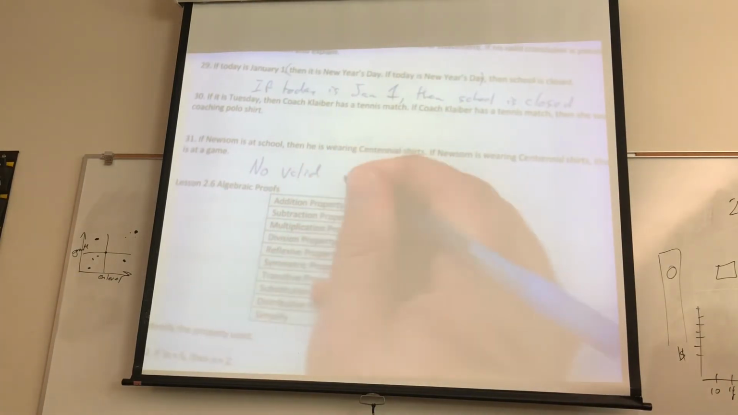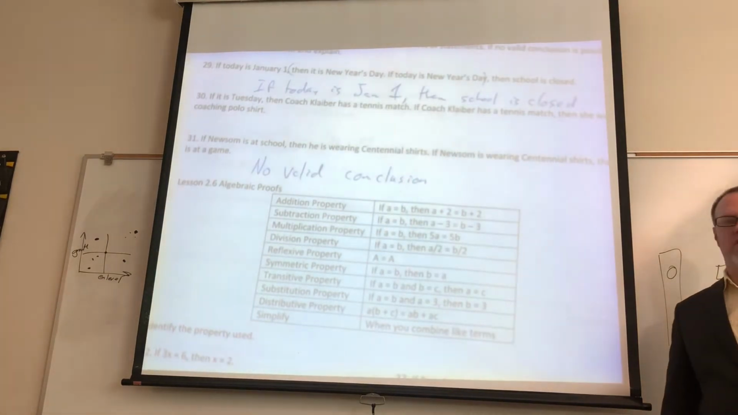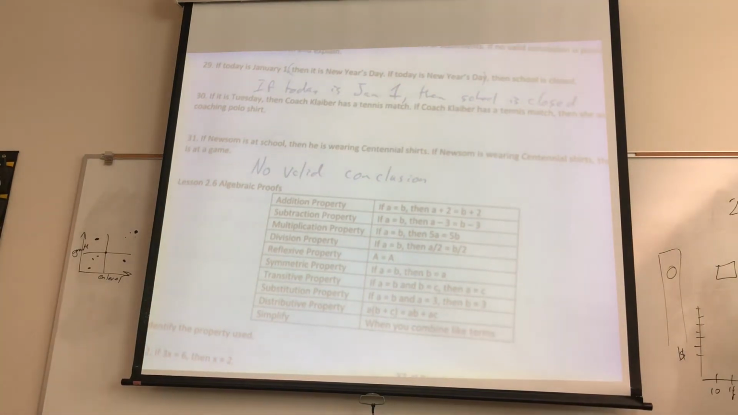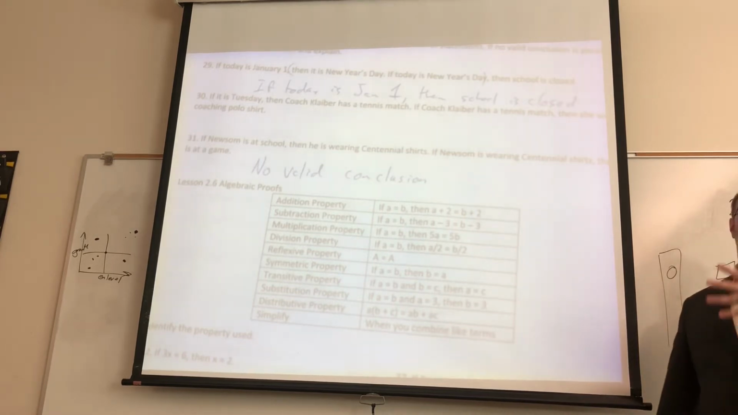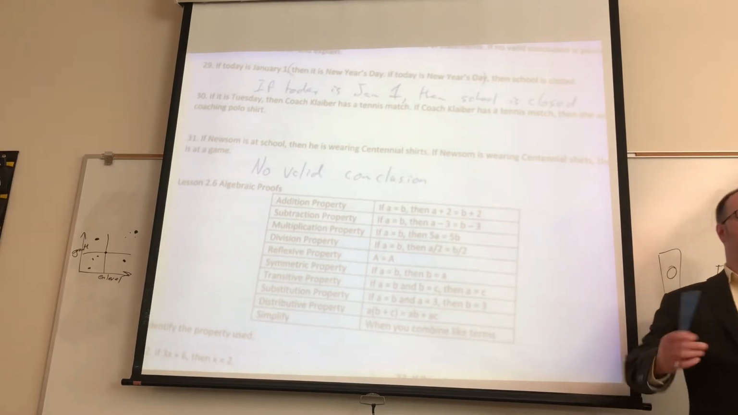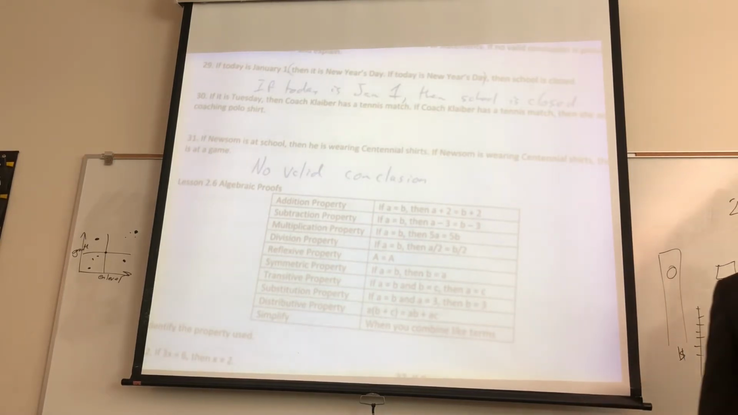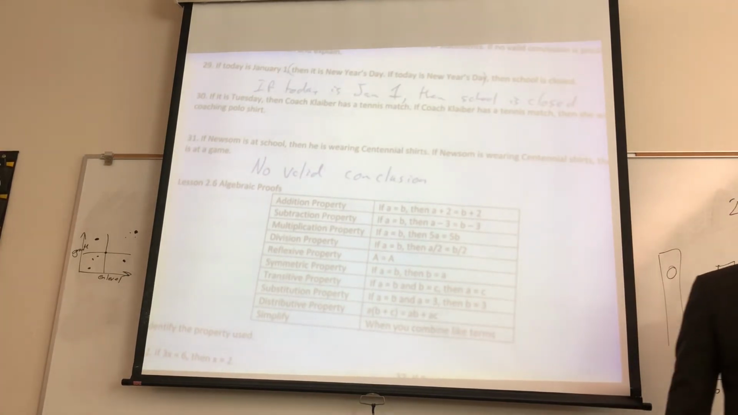No valid conclusion. Again, when you see law of detachment or law of syllogism, it's not going to be about true or false, like with the regular conditional statements. It's going to be about, is this a valid conclusion that we can draw from this, or is there no valid conclusion that we can draw? It looks like in number 31, this guy's always wearing his Centennial shirts, so you can't really say where he is based on that. And the overlap of the places where he is makes it really weird.